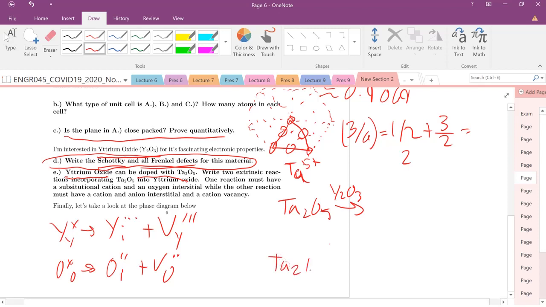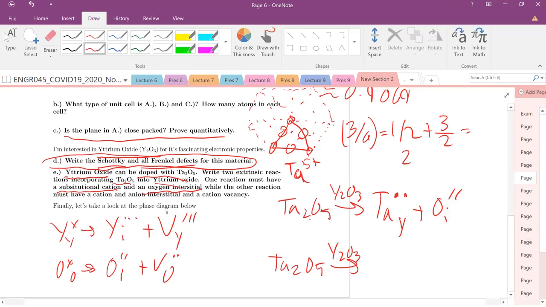So I'm going to write this right here. Let's look at the first one. So 2 extrinsic reactions incorporating this into our yttrium oxide. One reaction must have a substitutional cation. So we're going to substitute our impurity cation, Ta, onto our yttrium. So we are going from 3 plus to 5 plus, so that is going to be a change of plus 2. And an oxygen interstitial, so I need plus oxygen interstitial, that's minus 2 charge. So now I'm charge neutral right here.